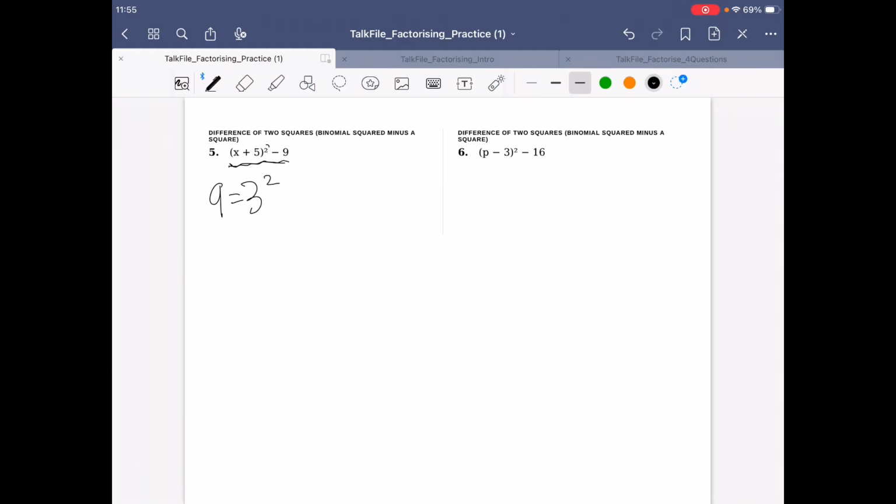You can see this square here. Inside, this is going to be a, as in a squared minus b squared. But we put x plus 5 into this a position. So that's how you get x plus 5 squared minus 3 squared. Now a is x plus 5 and b is 3. And you can still do that, plus 3 and minus 3.